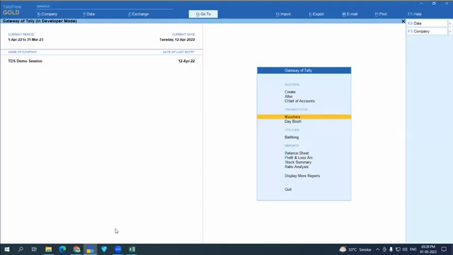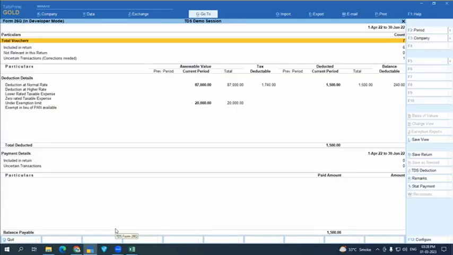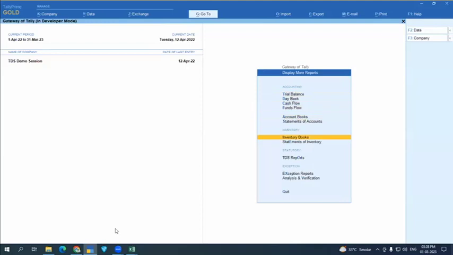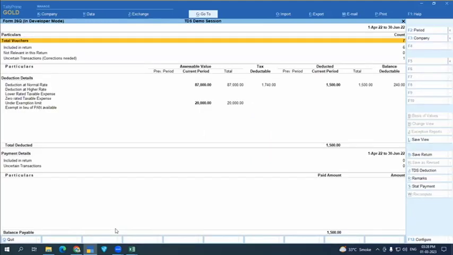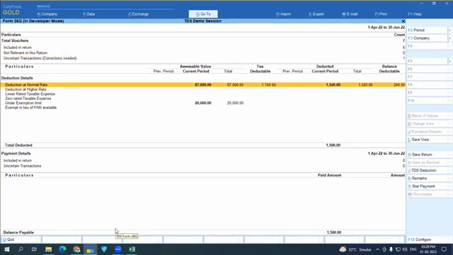But before taking that scenario, let's check our 26Q. What is available in 26Q now, as on the same position? You can press Go To and 26Q, or the simple way is Display, Statutory Information, TDS and 26Q. Now see, one in error. And see the format given by Tally, that is called the triangulation report.